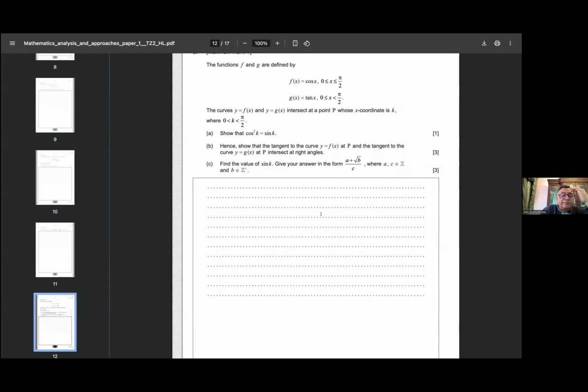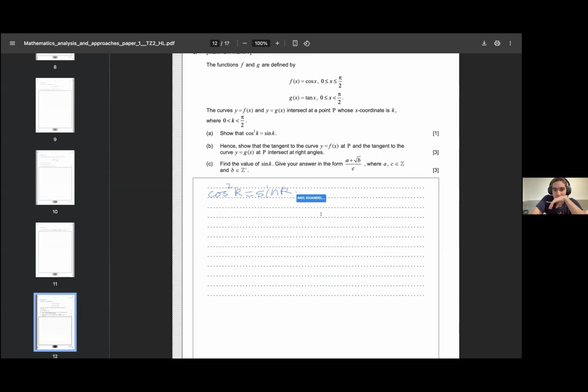Let me clear the screen and see exactly what it is. Find the value of sine k. Give your answer in this form. So we have to find the value of sine k. Now they are finding the value of sine k. We were trying to do it earlier. So we'll do that part now. So basically, cos square k equals sine k, right?